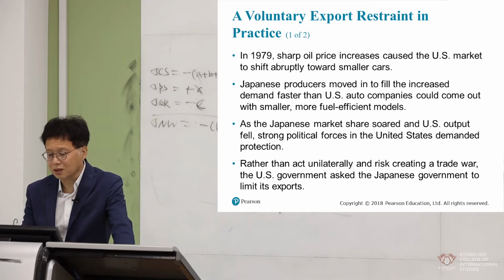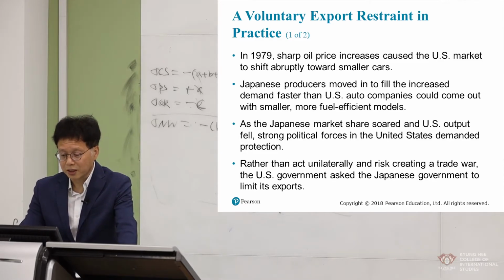In 1979, a sharp oil price increase caused the U.S. market to shift abruptly towards smaller cars. Japanese producers moved to fill the increased demand faster than U.S. auto companies could come out with smaller, more fuel-efficient models. As the Japanese market share soared and the U.S. industry underperformed, strong political forces in the U.S. demanded protection. Rather than act unilaterally and risk creating a trade war, the U.S. government asked the Japanese government to limit their exports.